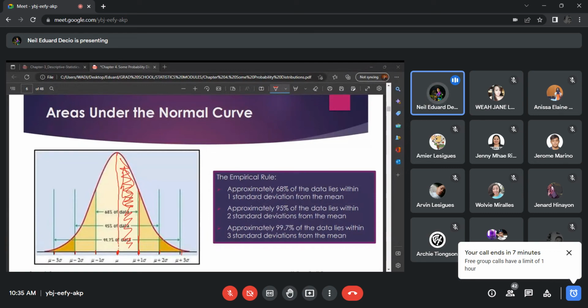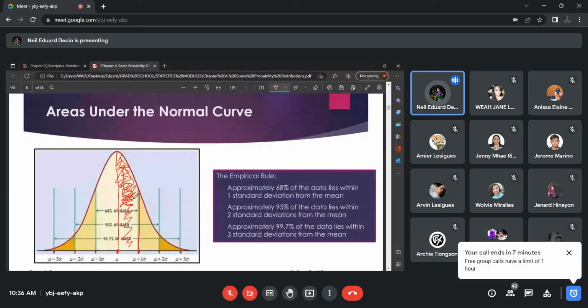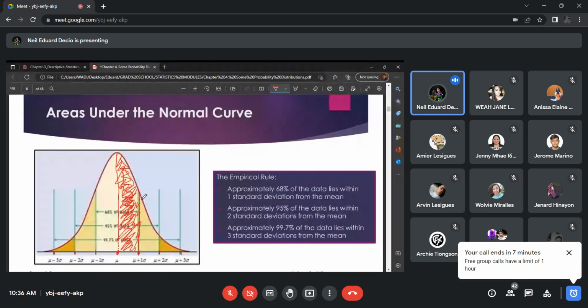So I'm going to shade that. The value of what I shaded now is approximately 0.34 or 34%. Okay, so this is how you identify the percentage or the value of the area according to the empirical rule.